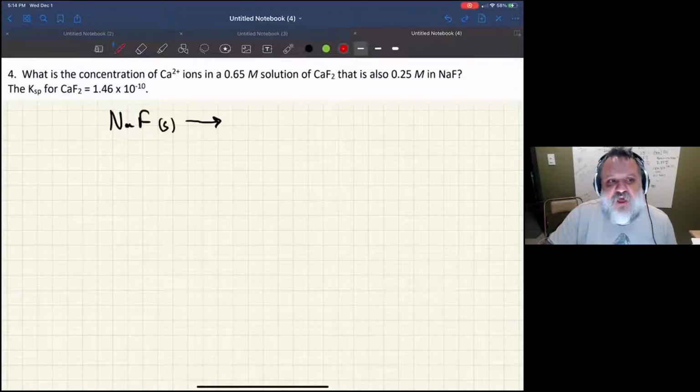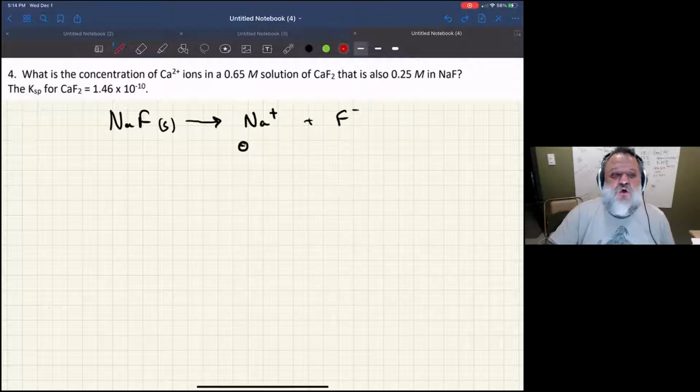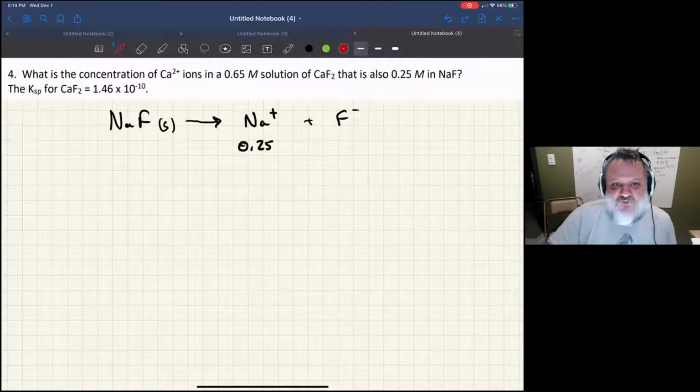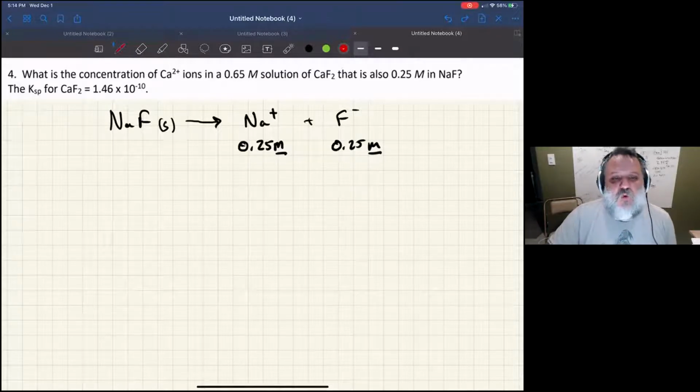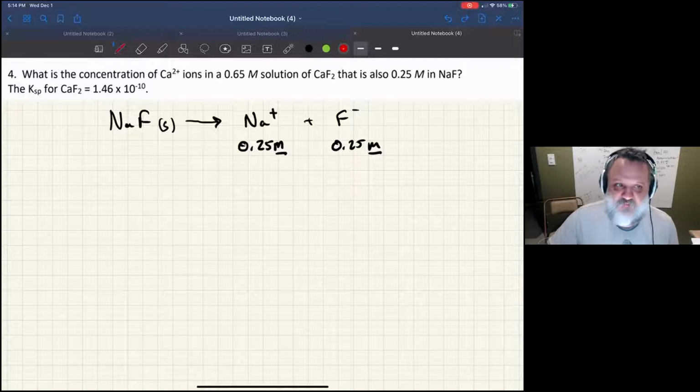It starts off with the idea that says, look, we're going to have a solution, and that solution already has some sodium fluoride in it. And sodium fluoride is completely soluble. So if I start out with 0.25 molar sodium fluoride, then I have 0.25 molar sodium, and I have 0.25 molar fluoride as well. Now, what about the actual equilibrium that's going on with calcium fluoride?